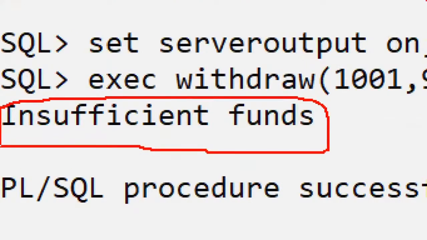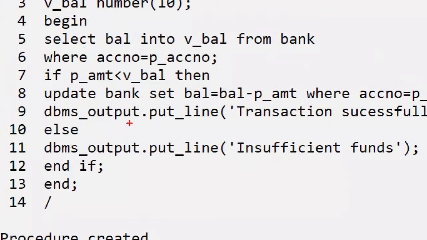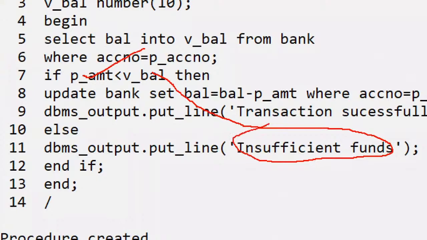How is it possible? This coding is executed, whatever I'm writing is executed. Your amount is more than the available balance, that's why insufficient funds. It will display the message, yes.